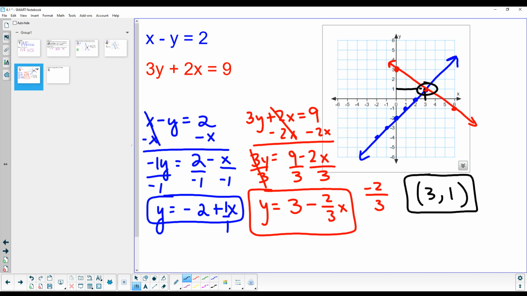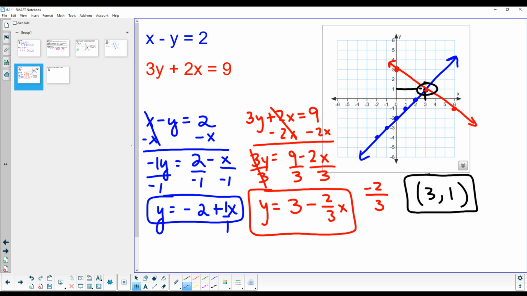Any questions about naming the solution or putting it on the graph or any of the solving stuff? Ms. Clark, I got a question. If the slopes are reciprocal to each other, like 2x and then 1/2, would they still cross? Yes, they would cross at some point. The only time that they don't cross is if they're exactly the same. Otherwise, they cross at some point.